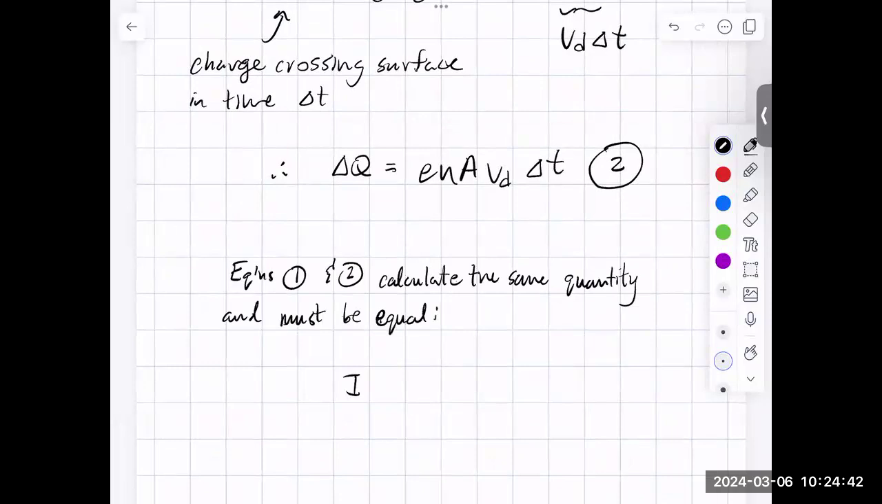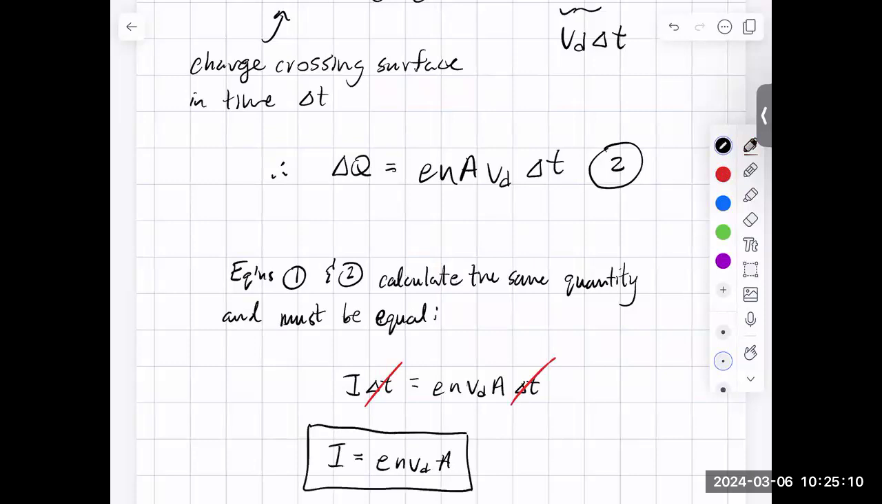So from equation 1, we say I delta T is equal to equation 2, which is e times little n. I'm going to rearrange this. I'll put a v_d here, A delta T. And then finally, we can cross off the delta T's, and one of the expressions we wanted to get today was this expression for the current.